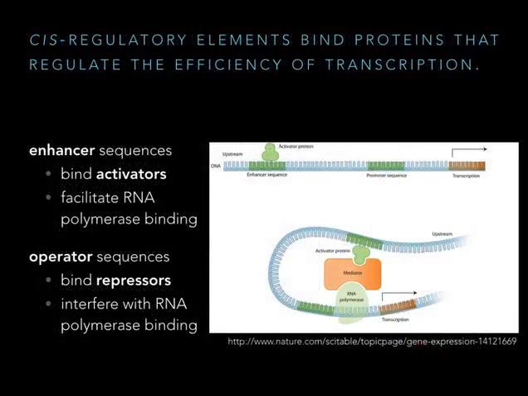And they do this by binding to what we call cis regulatory elements. Cis meaning they're on the same strand of DNA, and regulatory elements meaning that they regulate the efficiency of transcription. There are enhancer sequences that will bind transcription factors called activators, and they will help facilitate RNA polymerase binding. Not every transcription factor is going to be helpful, though. Okay, and so some are going to be what we call repressors that bind to operator sequences and interfere with RNA polymerase binding.